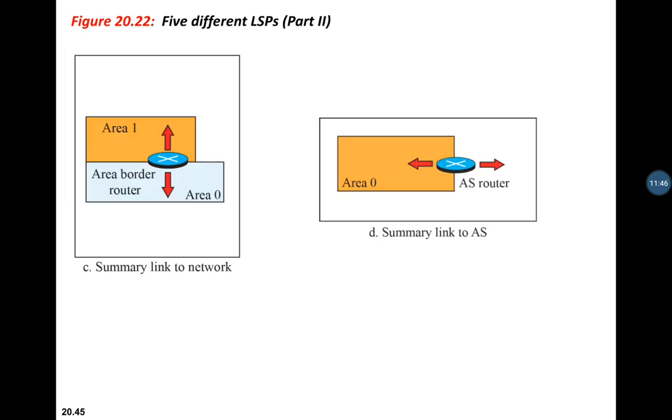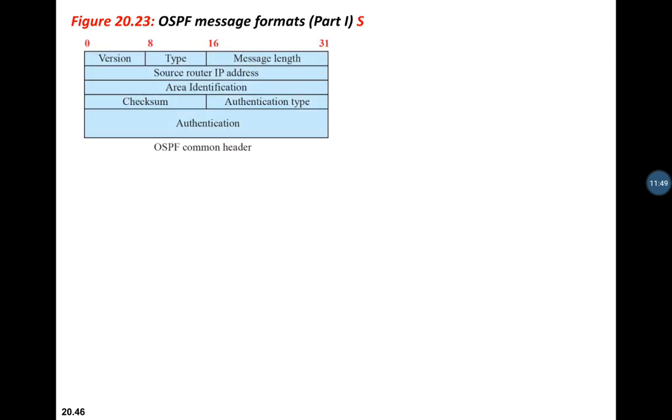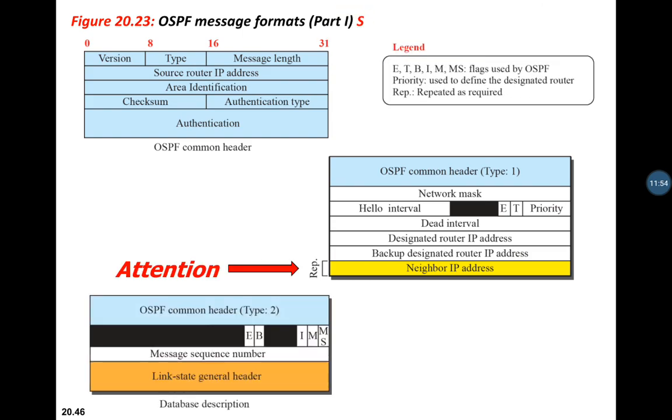Next we'll be seeing the open shortest path first implementation. This uses 5 different types of messages. The open shortest path common header is used in all those 5 types of messages, which consists of version, type, message length, source router IP address, area identification, checksum, authentication type, and so on. In the types of messages, we have a link state general header, which some messages will have.